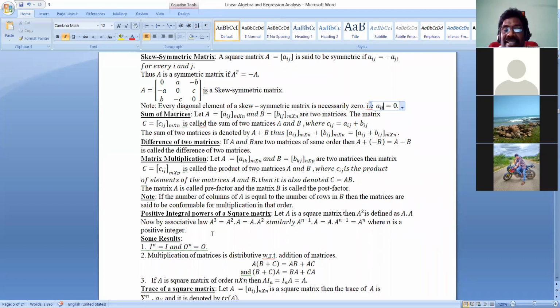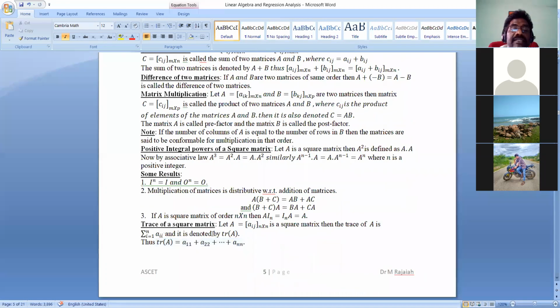That means the multiplication of n number of matrices exists only if they are of the same order or same size. Here A power n equals A into A into A, n times, and in the same way we define the positive integral powers of a square matrix.